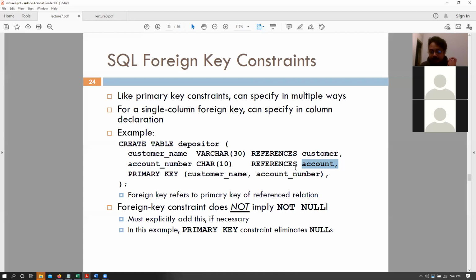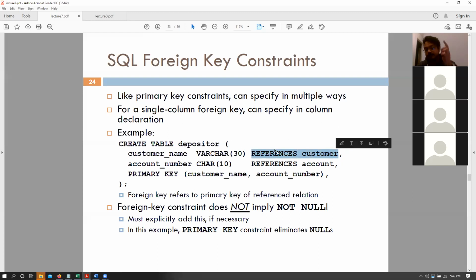So when we are specifying only the table name when we are saying references, we are doing two things. Firstly, when we say this attribute references this thing, we are saying that this attribute is acting like a foreign key for this table. And the second thing is when we just specify the table name, we are specifying the primary keys of that table, right? So when we say references customer, we are saying that customer name references the primary keys of customer, and account number references the primary keys of account.